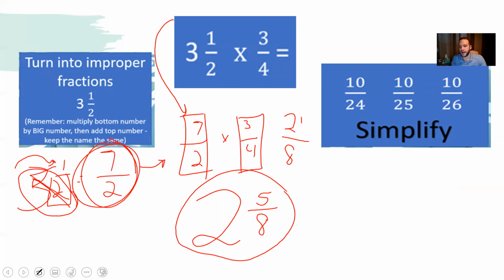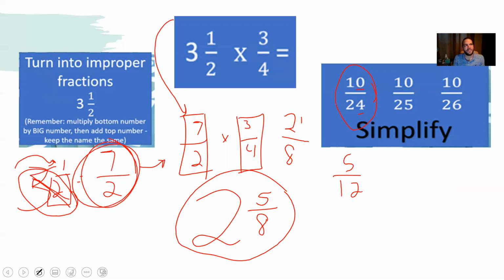And now to simplify, remember, there's many ways. You can take your time, figure out all the factors, and then just find the biggest one they have in common and use that as your magic number. Or you can just look at it and say, is there a number that they could both be counted up by? So like they're both even. So you can count by 2s for both of them, which means how many 2s make 10? 5. How many 2s make 24? 12. And then you just reanalyze that number.